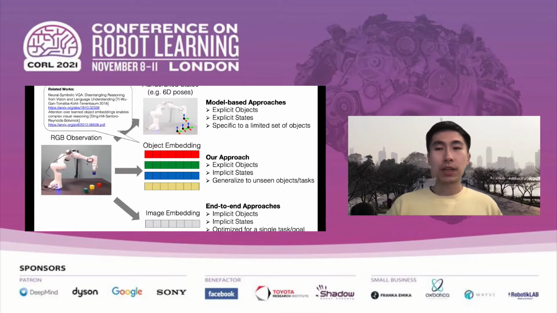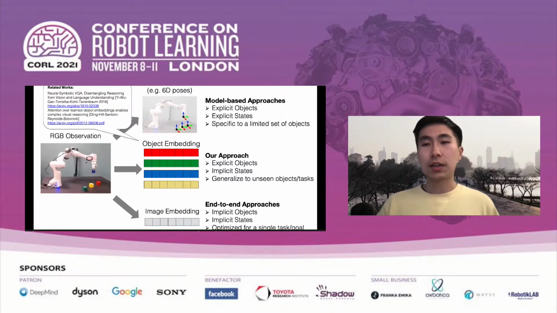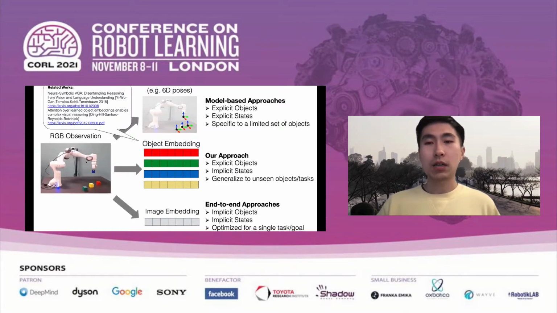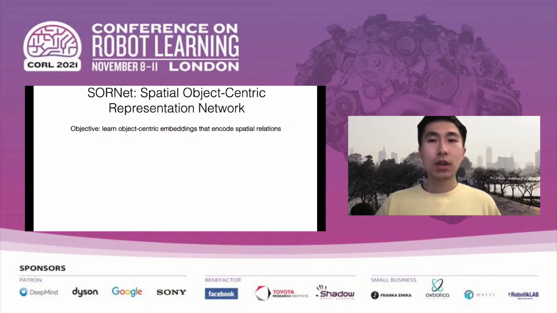Our idea of object embedding is inspired by recent works in visual question answering, but different from these prior works, we remove the dependence on object detection and segmentation entirely and show applications on complex manipulation scenarios. We propose a general framework for learning object-centric embeddings named SORNet, short for Spatial Object-Centric Representation Network.